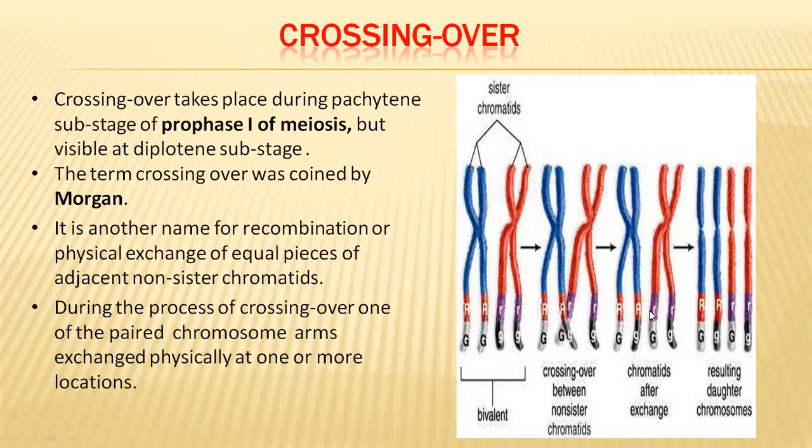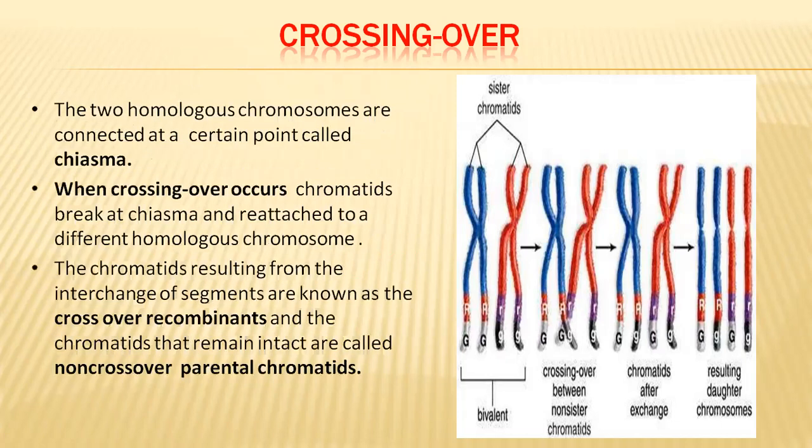So these recombinant chromatids will enter into different gametes during the packaging during the anaphase stage. So later, if they are fertilized with opposite gametes, then what will happen? They will result into individuals with new combinations. So in this way, crossing over results in the bringing up of new combinations in the offspring.